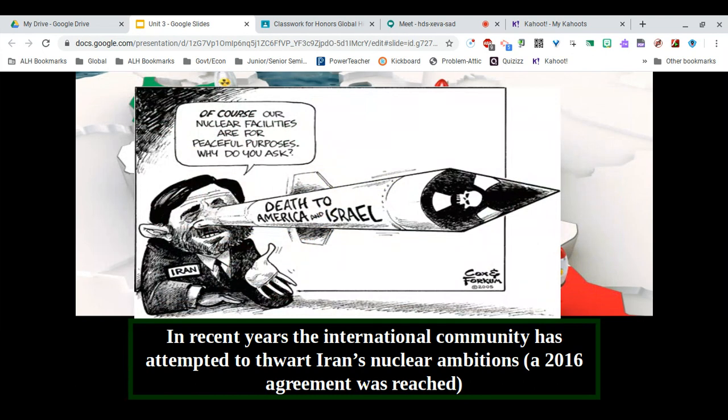And if you take a look at this image, it says, "Of course, our nuclear facilities are for peaceful purposes. Why do you ask?" But you can see that his nose is growing like Pinocchio, "Death to America and to Israel."